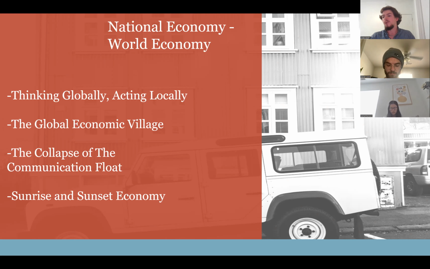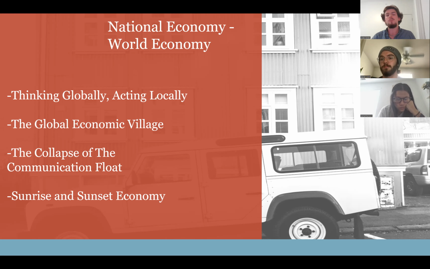And then he goes on to talk about how the world economy is sort of a global economic village right now. That's because the communication flow is completely dissolved. There's no more gap in communication. Everything's instantaneous. It's all connected, where there are no more gaps or delays in the spread of information. It's all instantaneously connected.